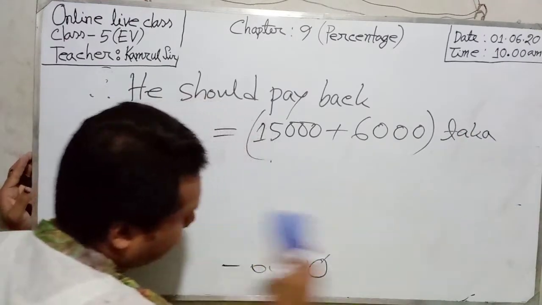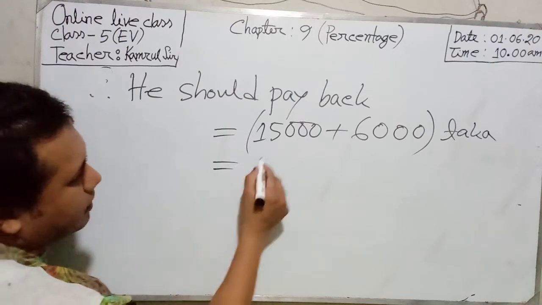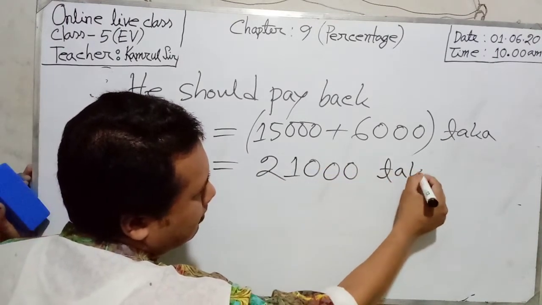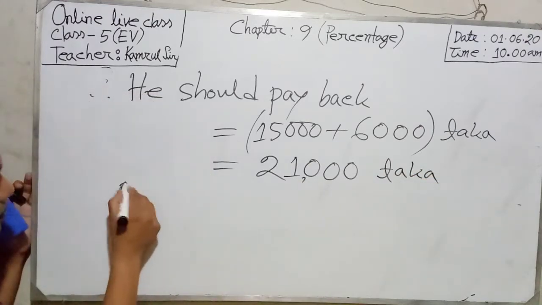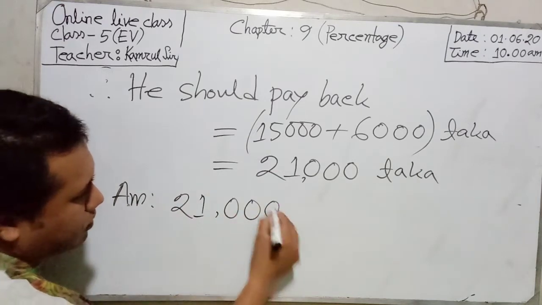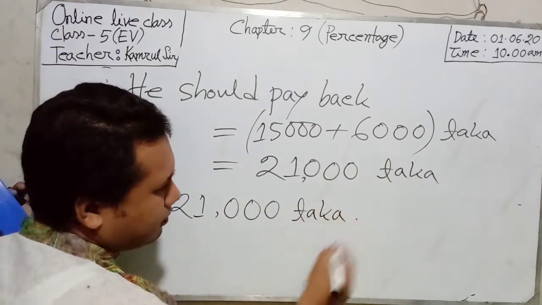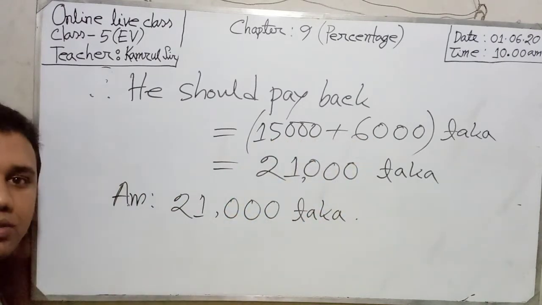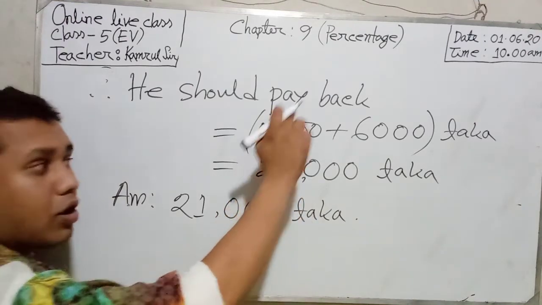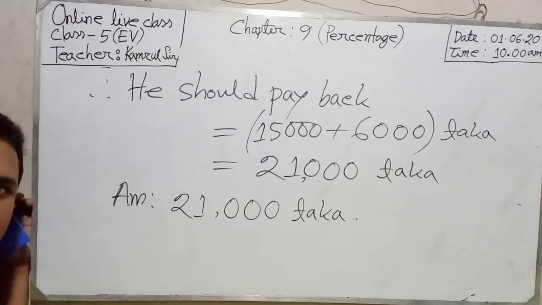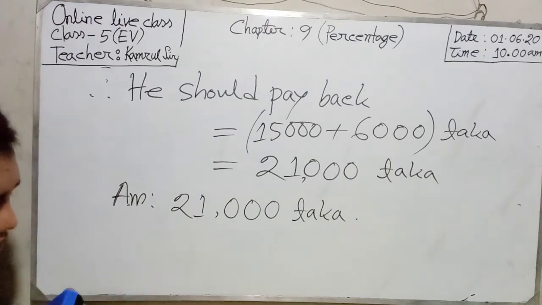Now what will it be? 21,000 taka. So the answer is 21,000 taka. Clear? This 15,000 and 6,000 will be added. Why? Because you have to give 15,000 and also 6,000. So the total is 21,000 taka. Clear? So now we can go to our next problem.